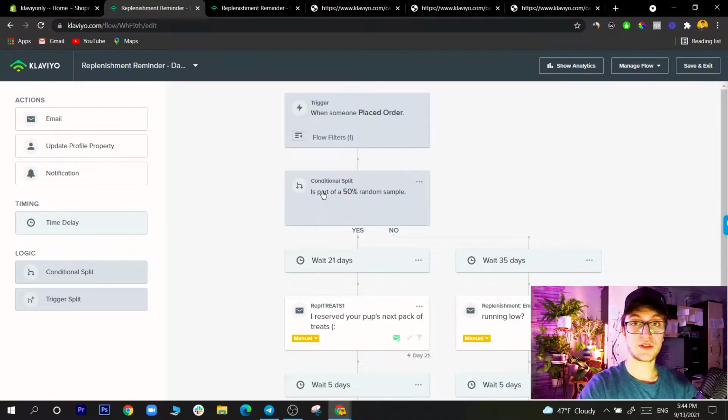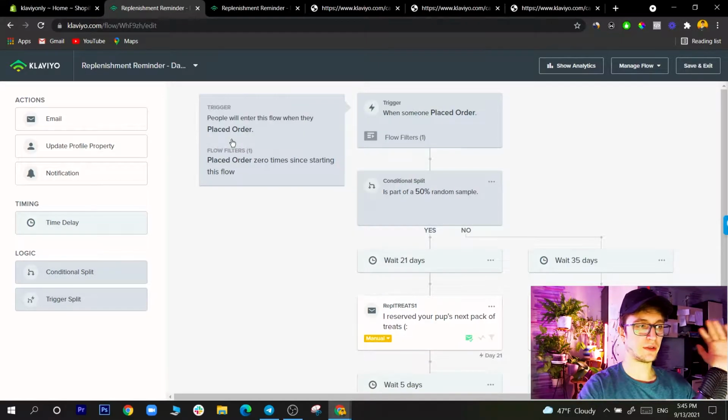It's that flow where you're going to test the time, guys. I cannot stress this enough. The first thing I recommend when you approach this flow is to test time. As you can see, the same filters apply. People will enter this flow. The trigger here is set up on place order by default, but also place order zero times since starting this flow, also by default. So don't add any filters unless you want to get fancy, unless you're using a segment or something like that.